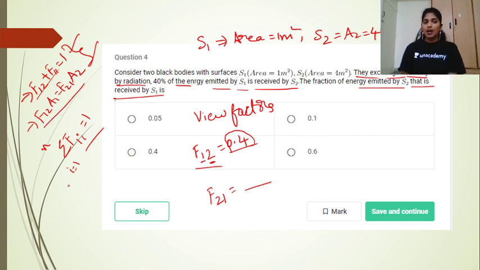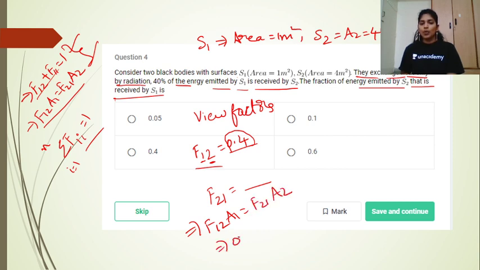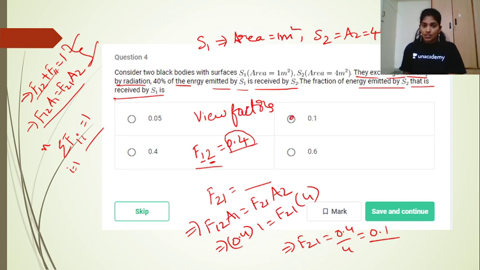It is this one, because F12A1 is equal to F21A2. So we have F12 as 0.4, into A1 as 1, which is equal to F21 into 4. So F21 is equal to 0.4 by 4, which is nothing but 0.1. So the fraction of energy emitted by S2 and received by S1 is 0.1.